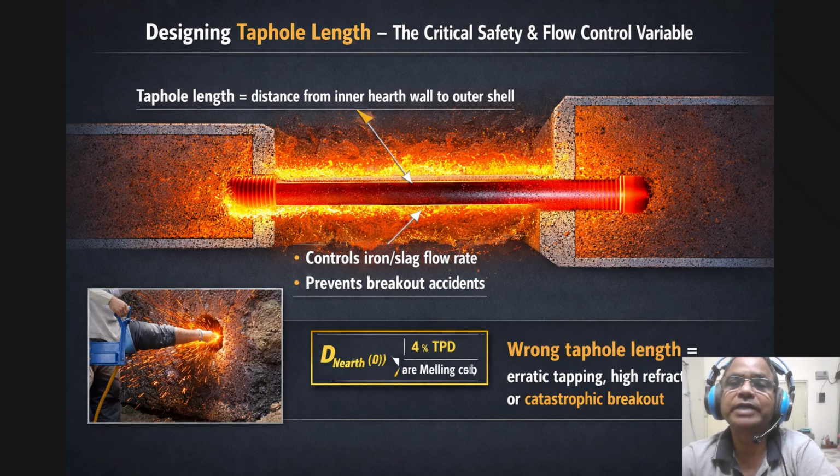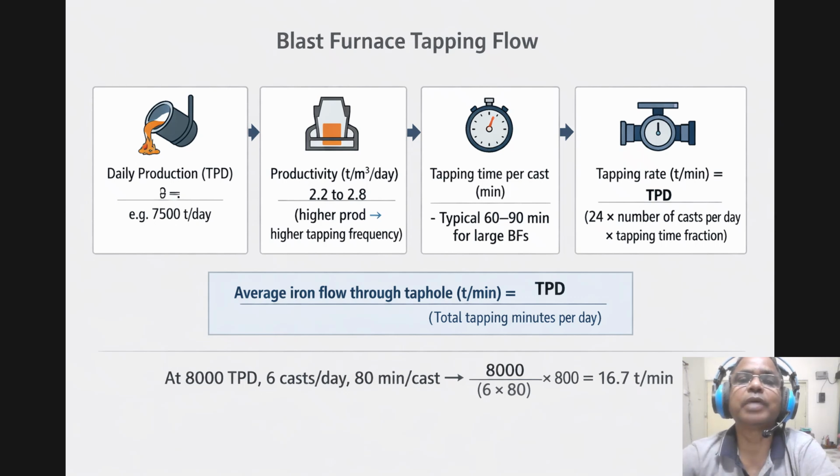So coming to our next slide, which is about the blast furnace taphole length calculation steps. This slide is meant to show the step-by-step calculation, and it has the numerical examples attached for your better understanding. So let me walk you through the correct logic that we use in practice. Step one is the determination of tapping rate from the previous slide. We already have 16.7 tons per minute for the 8,000 TPD.